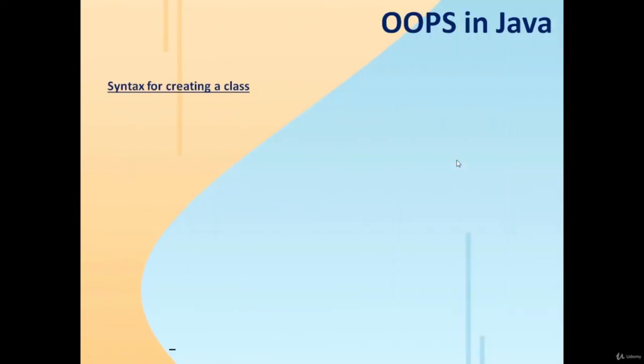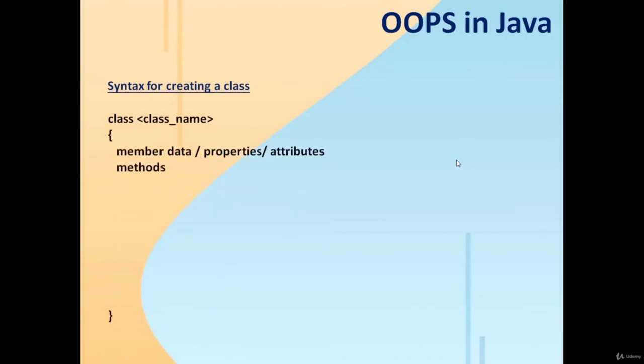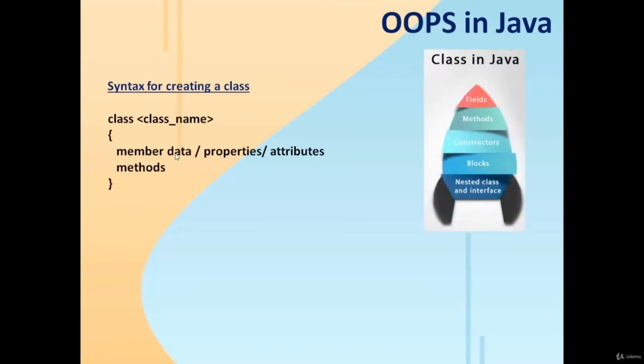As a syntax, a class is created by using the keyword class followed by the class name. Inside this block, a class may contain properties or attributes or member data, any name. And also it has functionality. It's not only this: a class may contain fields, that is nothing but properties or attributes or member data, and methods.